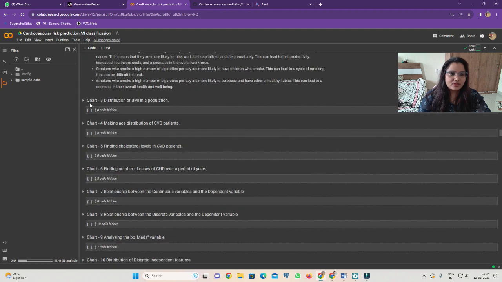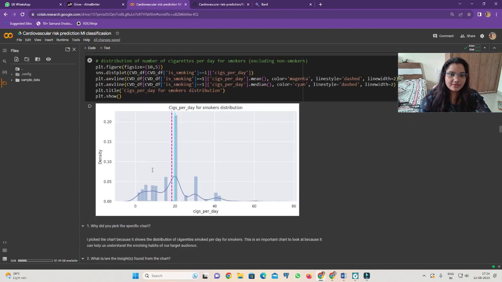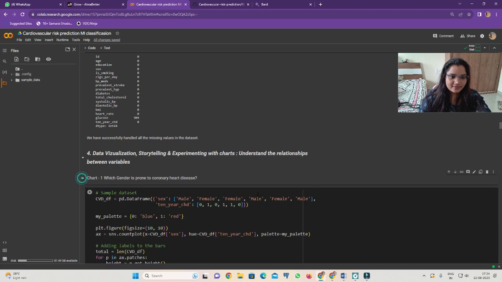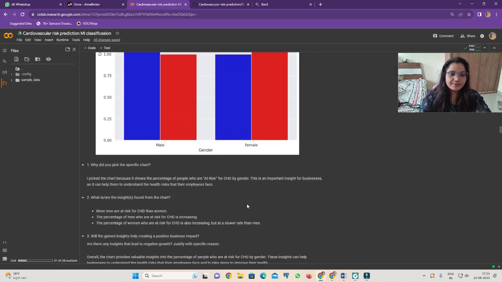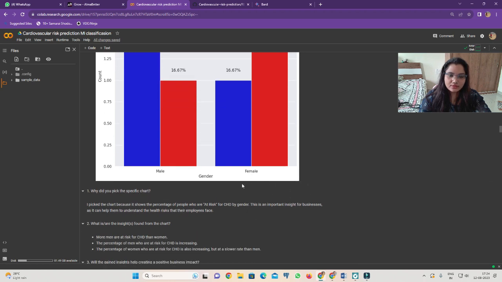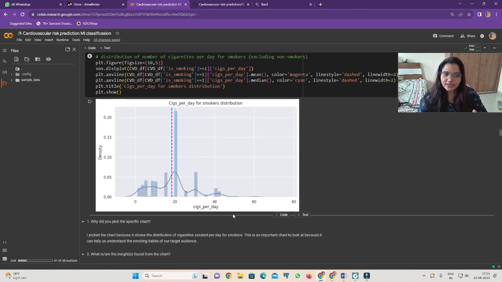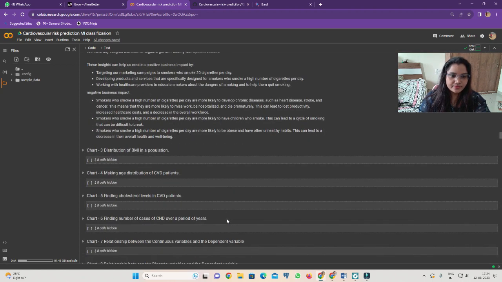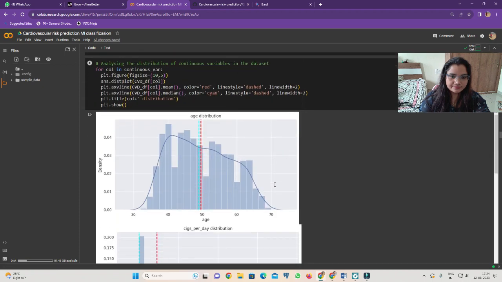Then the next chart. The first chart shows more men at risk of cardiovascular disease than women. The percentage of men who are at risk of cardiovascular disease is increasing day by day. The percentage of women who are at high risk of CHD is also increasing, but at a slower rate than men. Then we have already seen the second one.